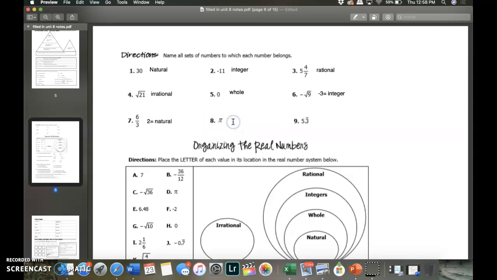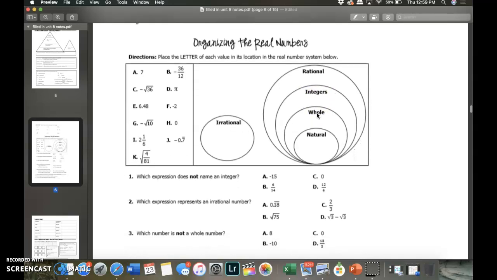Pi, that is the poster child for irrational numbers because it never ends, never repeats. Now 5.3 with that bar above it, now y'all know that means repeating. So it repeats, and because it does repeat, there's a pattern, meaning that it is rational. So as long as it repeats, it's going to be rational. We're going to do the same thing here.